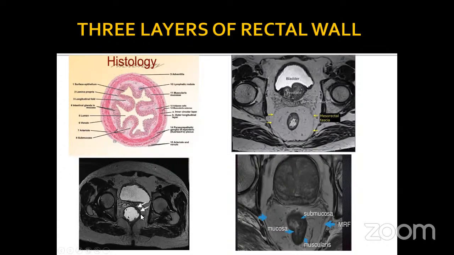So this is an axial T2. Here is a thickening, which is a rectal growth, and it is confined within the muscularis propria. So this is a T2 tumor.